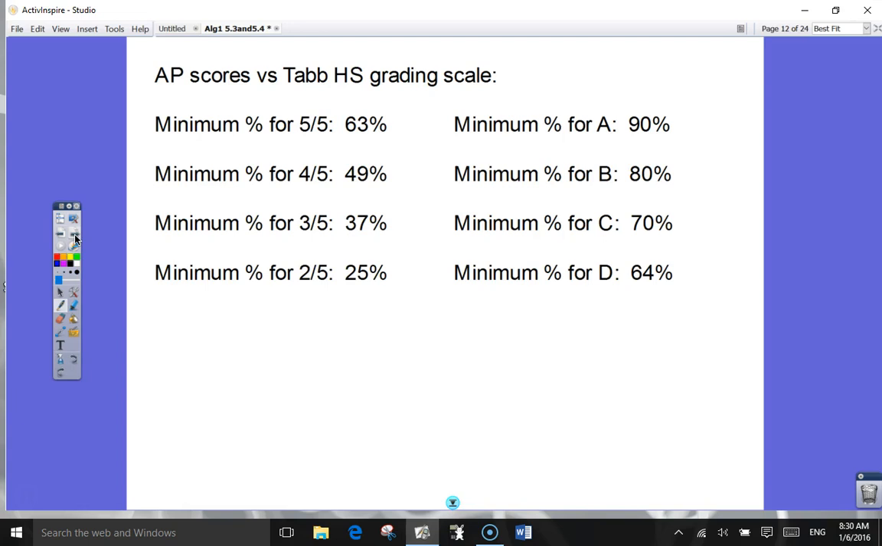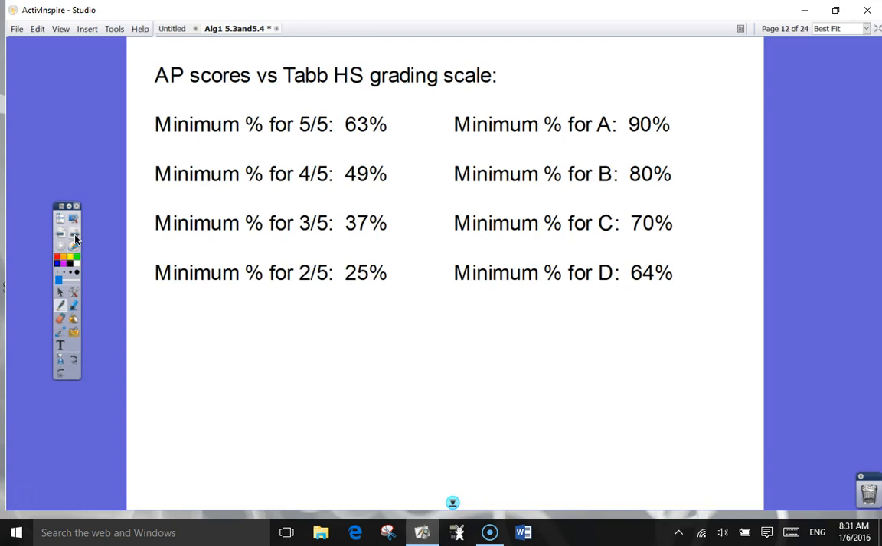Do you know anything about AP tests? AP exams, advanced placement. Generally, they're on a scale of 1 to 5. 5 is the best. And if you get a 3 or better, most colleges will give you credit for that course in college, right? So that's why people like to take AP classes, because it reduces what they've got to take in college. Now, in AP statistics, the minimum for a 5, which is the best grade you can get, is 63%.